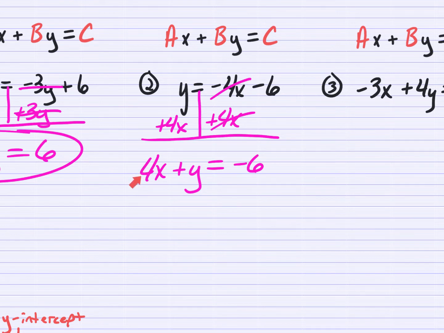Rule number 2, can't have any fractions. Well, I don't see any fractions anywhere. I have a 4, an invisible 1, and a negative 6. And the last thing is they have to be reduced. Well, for 4, 1, and negative 6, there's no number other than 1 that'll go into those and reduce them, so this is reduced. This problem is written in standard form.